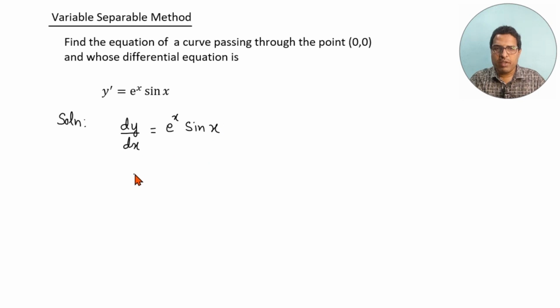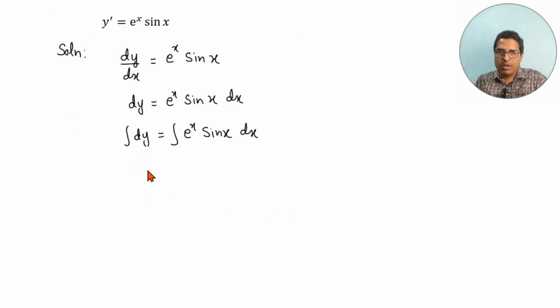Let us try to separate the variables. Retain dy as it is, just send this dx to the other side: e^x sin x dx. So this is in the variable separable form, therefore we can integrate on both sides. Integral of dy = integral of e^x sin x dx. We have integral of dy = y = integral of e^x sin x dx plus the constant c.